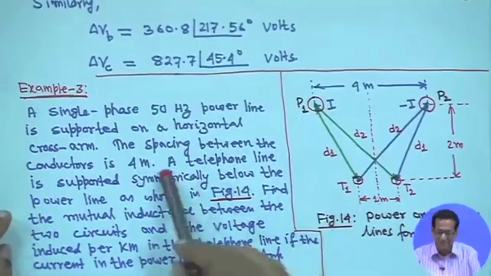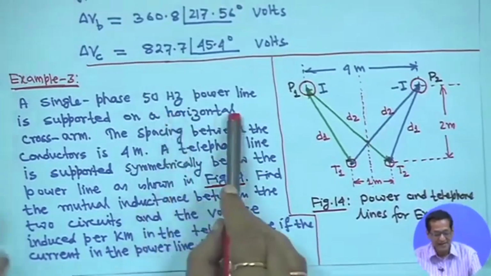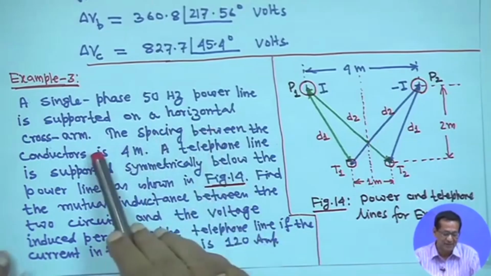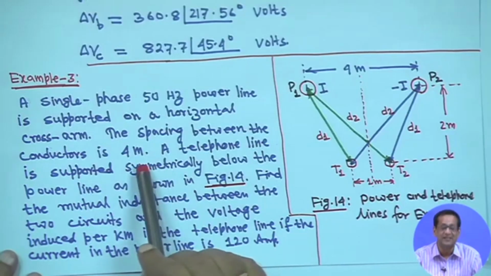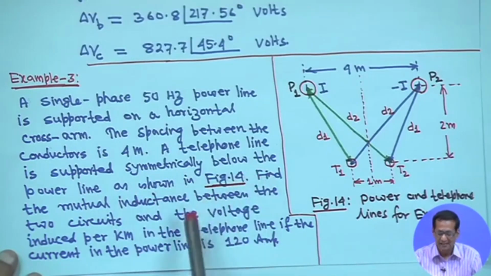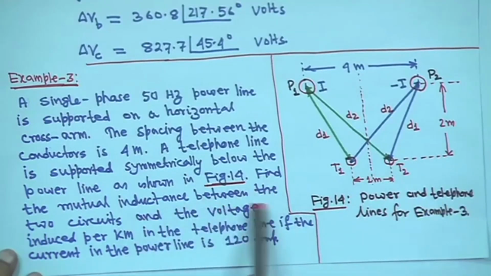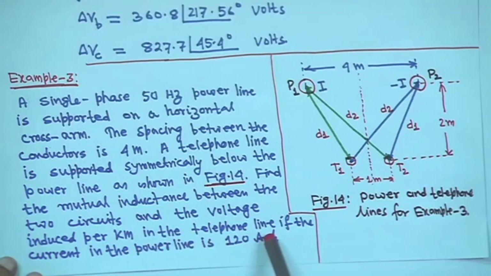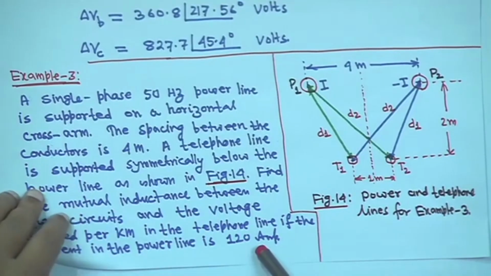For example, take this example, and then I will explain this, right. So, a single phase 50 Hz power line is supported on a horizontal cross arm. The spacing between the conductors is 4 meter. A telephone line is supported symmetrically below the power line as shown in figure 14. This is figure 14, I will come to that. Find the mutual inductance between the 2 circuits and the voltage induced per kilometer in the telephone line if the current in the power line is 120 ampere, right.